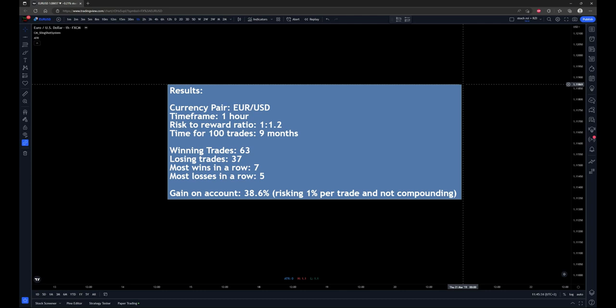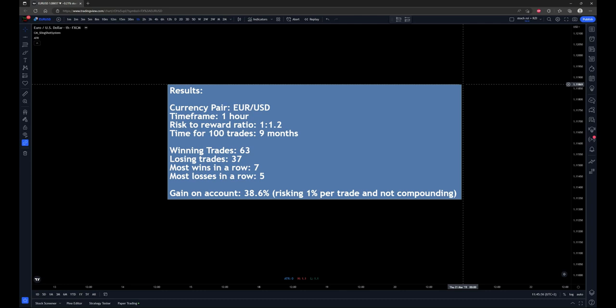Now, out of those, there were 63 winning trades and 37 losing trades, giving it a 63% win rate, which is very good using a 1 to 1.2 risk to reward ratio. The most wins in a row, 7, and the most losses in a row, 5. The final gain on the account, 38.6%, assuming a risk of 1% per trade and also not compounding.